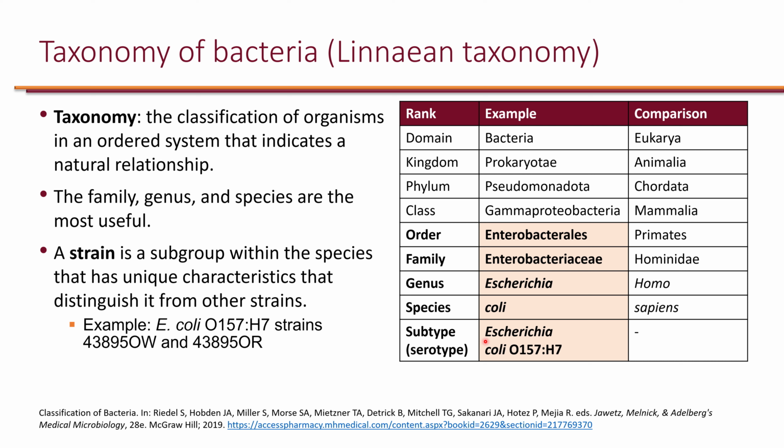For example, E. coli is the species, and E. coli O157H7 is one of the subtypes of E. coli, and that itself can have different strains. For example, these strains are identified by a sequence number. So that's an example of strains.